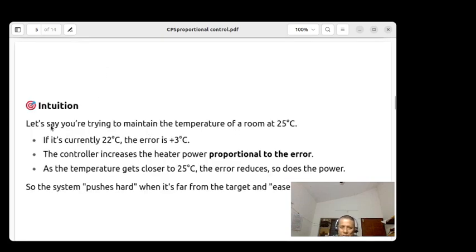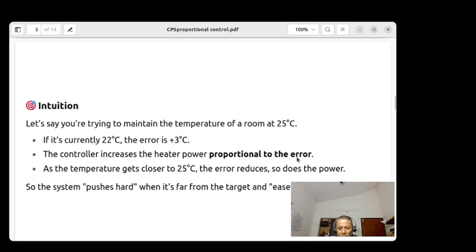Then the intuition. Let us say we are trying to maintain the temperature of the room at 25 degrees, as I told you previously with water in a tank. It is currently at 22 degrees, so there is an error of 3 degrees. The controller increases the heater power proportional to the error, so Kp into the error, which is now 3. When it increases to 23 degrees, the error will be 2.